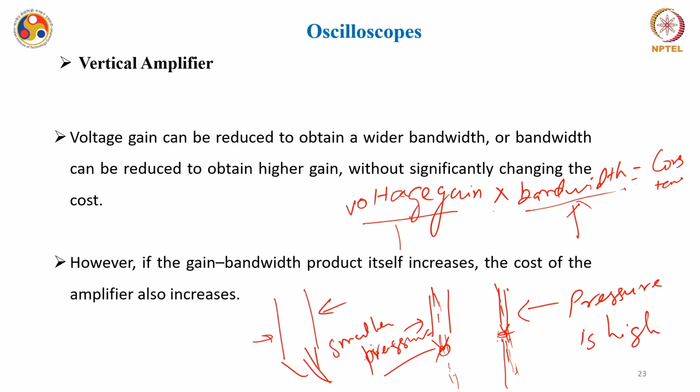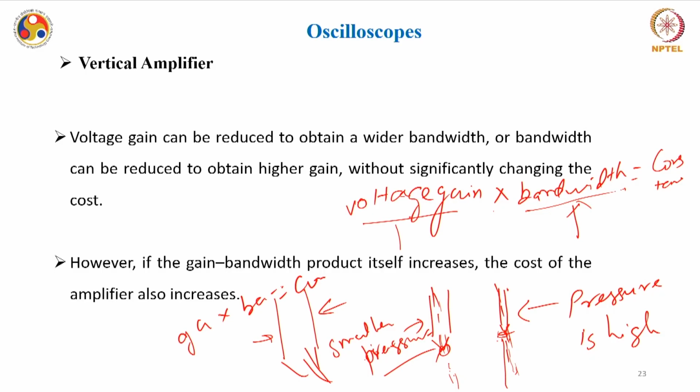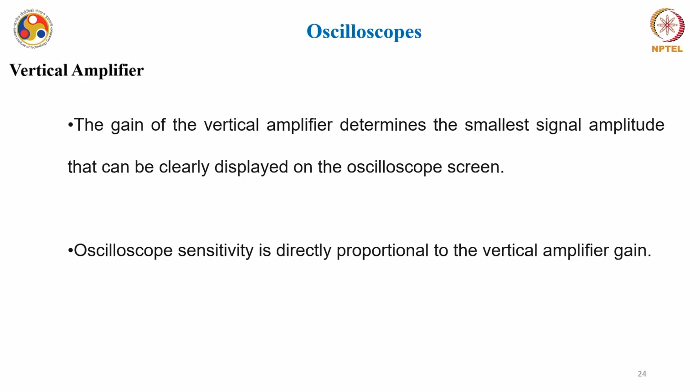Similarly, if you are not satisfied with compromised bandwidth or compromised gain, you have to come up with altogether a new amplifier which will have a different gain as well as different bandwidth, and in that case the cost will be affected. It will of course cost you heavily if you want both to be high, but then for that also the product of gain and bandwidth will again be a constant quantity. So, if the gain bandwidth product itself increases, the cost of the amplifier will definitely increase. This is the one and only solution to ease the two compromise factors.